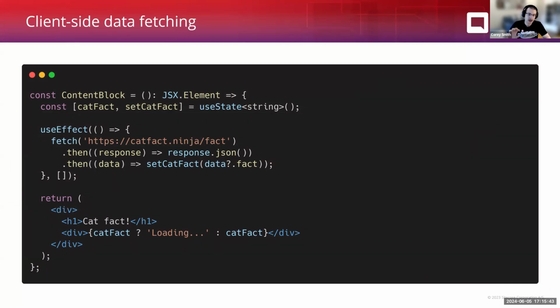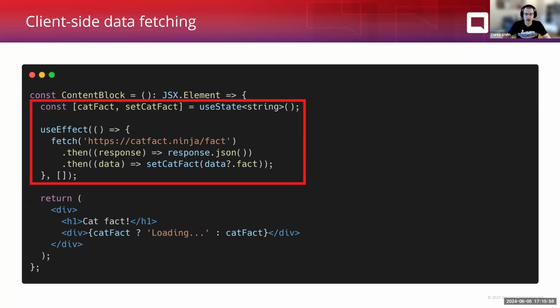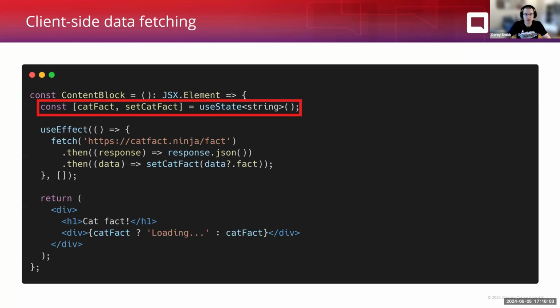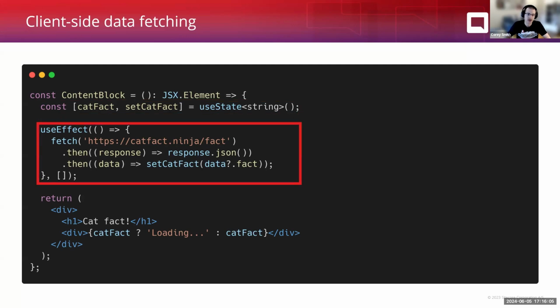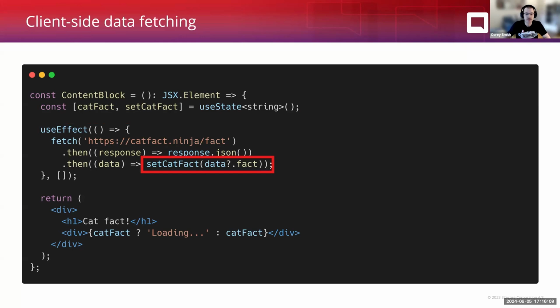While the CatFact API is loading, it'll show a loading message. And once the API returns data, it'll show the fact that comes back from the API. In a React component, anytime you want to do this, you've probably seen this pattern. You're going to use state to declare some state, like I've shown here. And then you'll use the use effect hook to actually make your API call. And once the API call completes, you'll set the state, and that will trigger a re-render of your component.